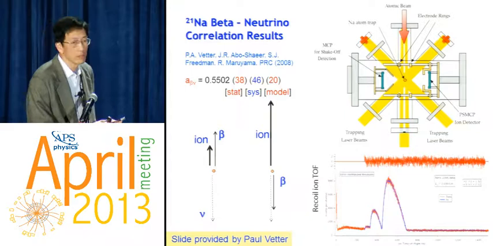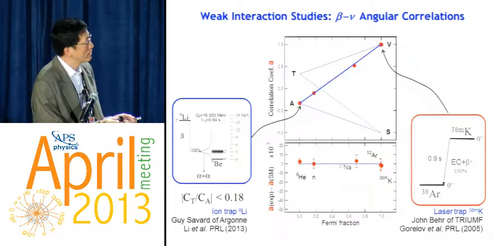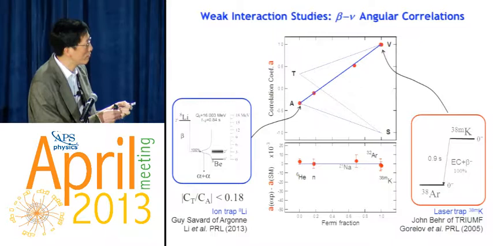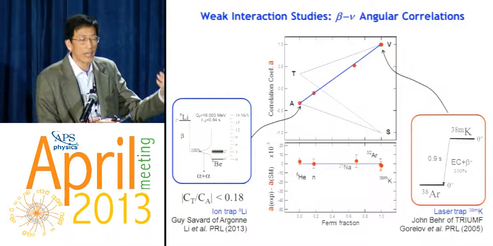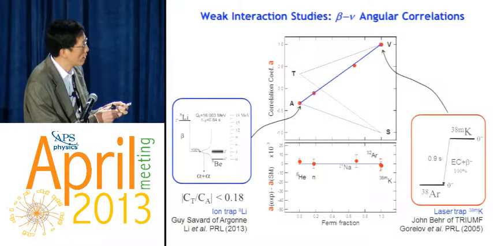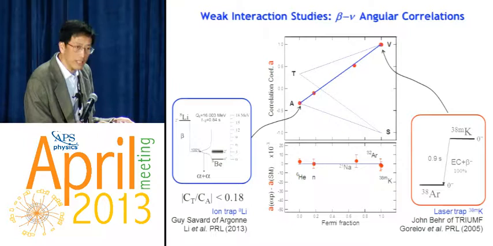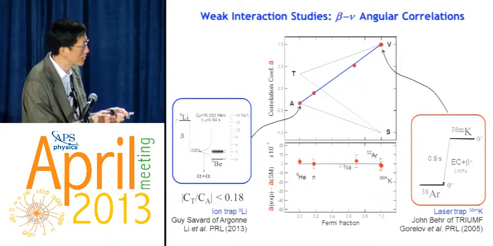So let's put the data point and compare that with the standard model. This is sodium-21 on the V minus A line. In the standard model, beta decay is governed by vector minus axial vector. So the little a would fall on this line. Okay? If there were new physics, for example tensor versus scalar, it would tilt this line. There are several other cases where the little a was measured. There was this potassium-38 measurement done by John Behr and colleagues at TRIUMF.